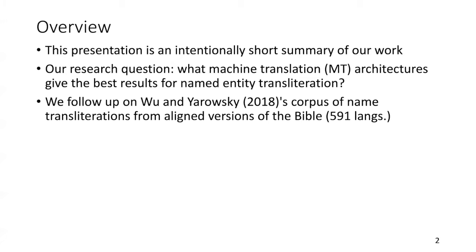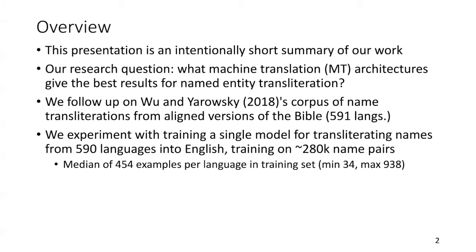To answer this question, we're going to follow up on a study by Wu and Yarowsky from 2018, who created a corpus of name transliterations from aligned versions of the Bible covering 591 languages. So we experiment with training a single model for transliterating names from 590 languages into English. We're training in total on about 280,000 name pairs.